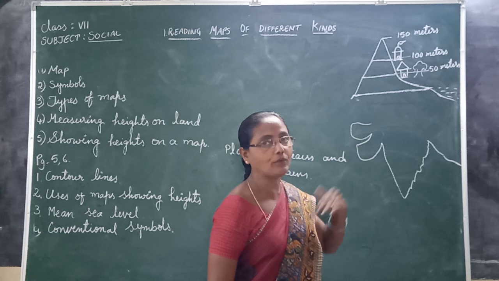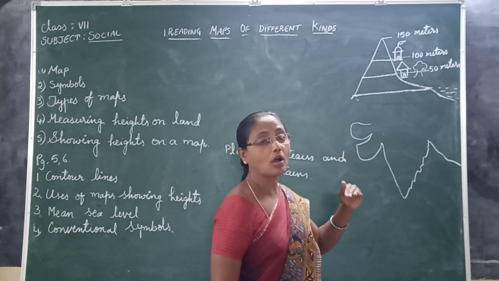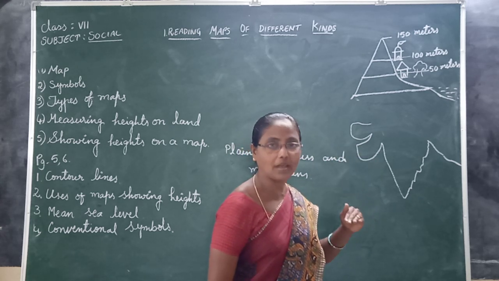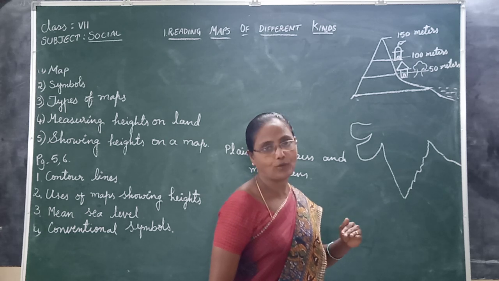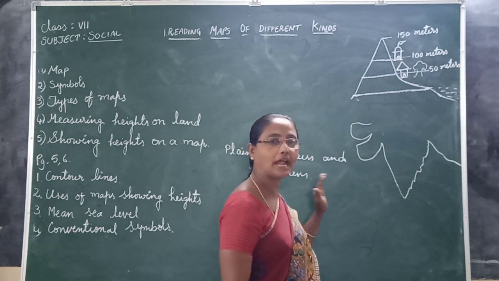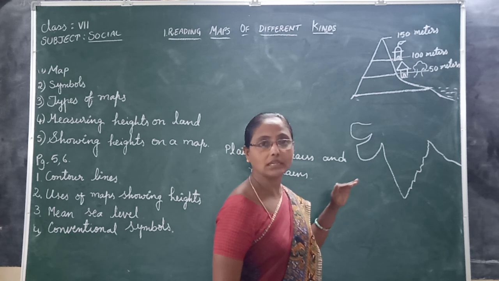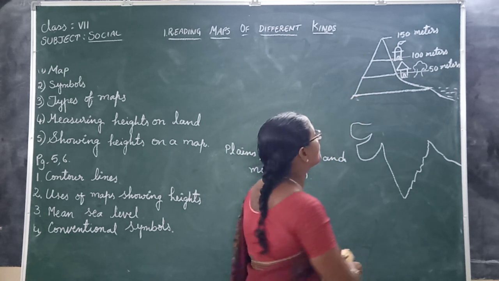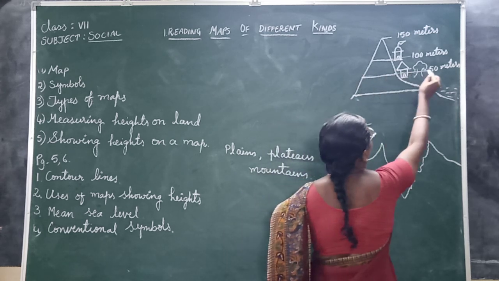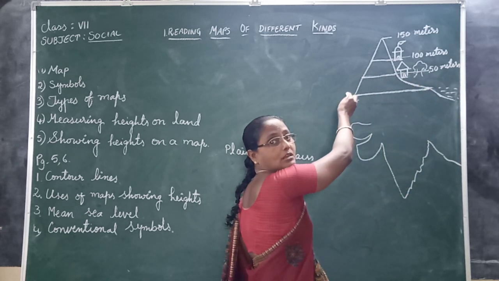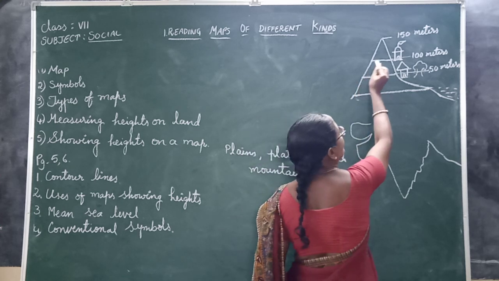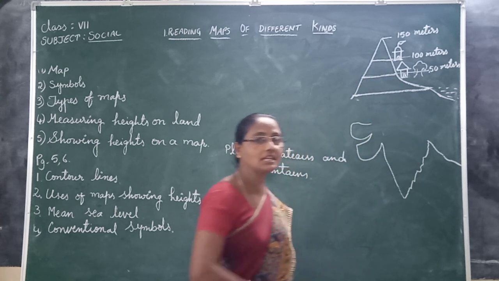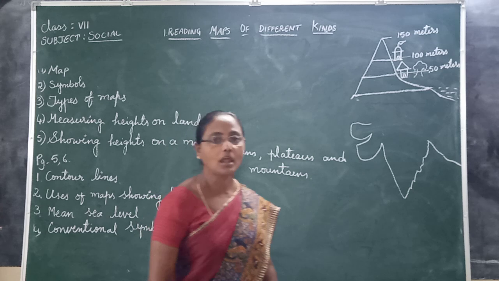Listen very carefully. Once again I can repeat. Contour lines will be in irregular shapes depending upon the landforms. Landforms means plains, plateaus, mountains. Observe this picture. One line is passing through this village. This is the 50 meters contour line. One line is passing through the temple. This is the 100 meters contour line.